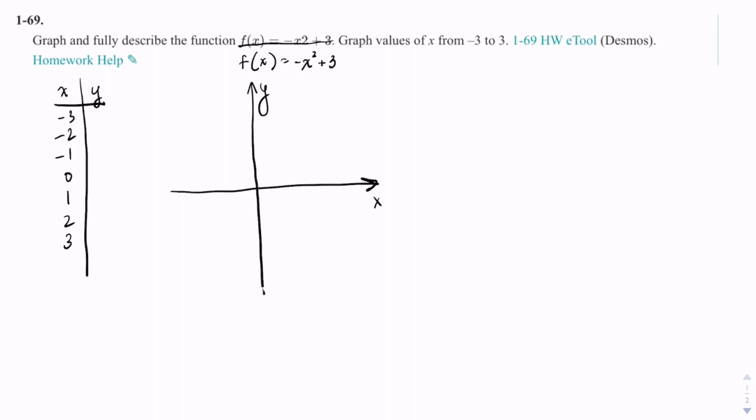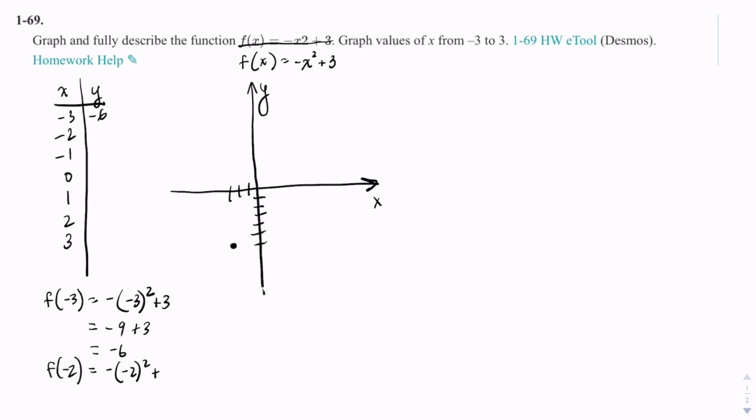You can start to do this kind of work in your head, but what you would normally do is put in f of -3. You'd get -3 squared plus 3. -3 squared is -3 times -3, which is 9, but you still have that negative in front. So that equals -6. So here we go, -3, -6. 1, 2, 3, 1, 2, 3, 4, 5, 6. So that's there.